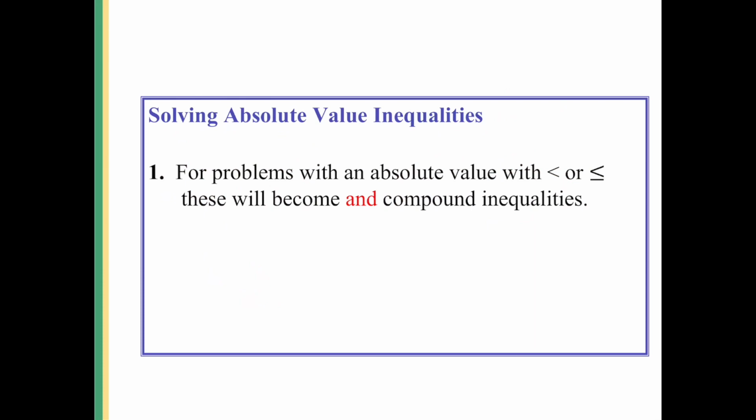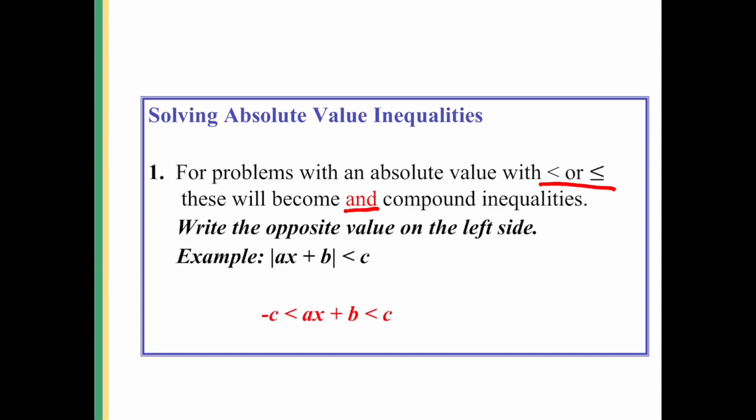So the next thing we have is solving absolute value inequalities, and we're going to have two different types. We're going to have problems with absolute value when we have less than or equal to, and these are going to become like our "and" compound inequalities that we had in section 2.5. So when that happens, you're going to take your absolute value, ax plus b, keep the less than c, and you're just going to add over here our negative c. So you're going to have both types, our variable in the middle like we've had before.